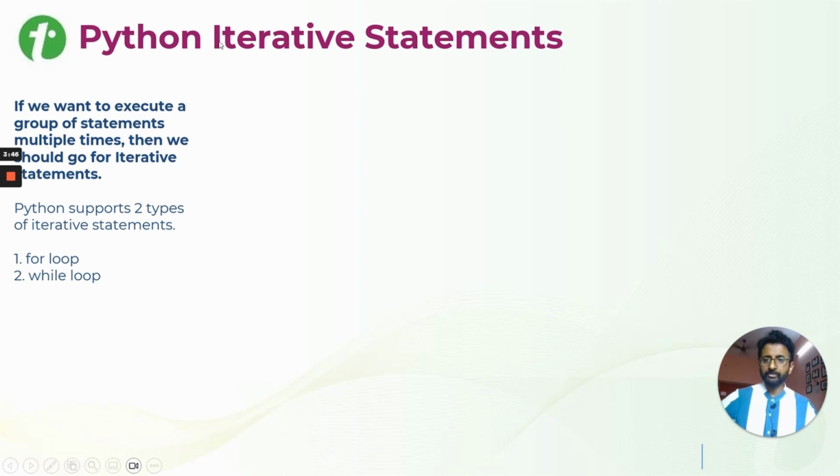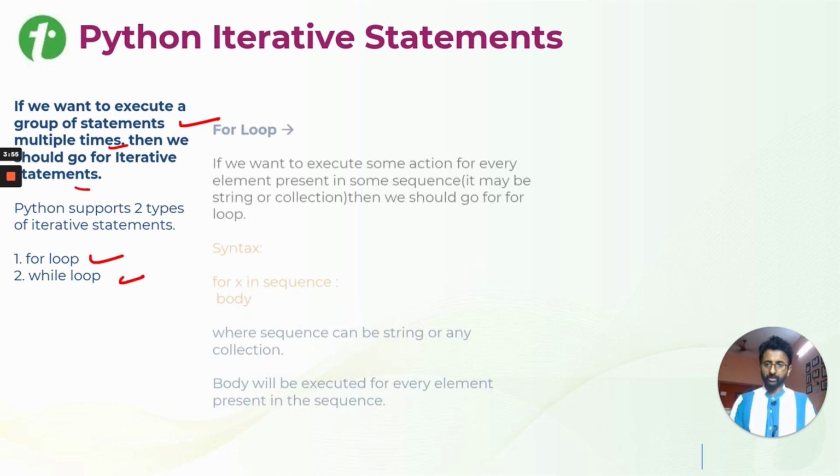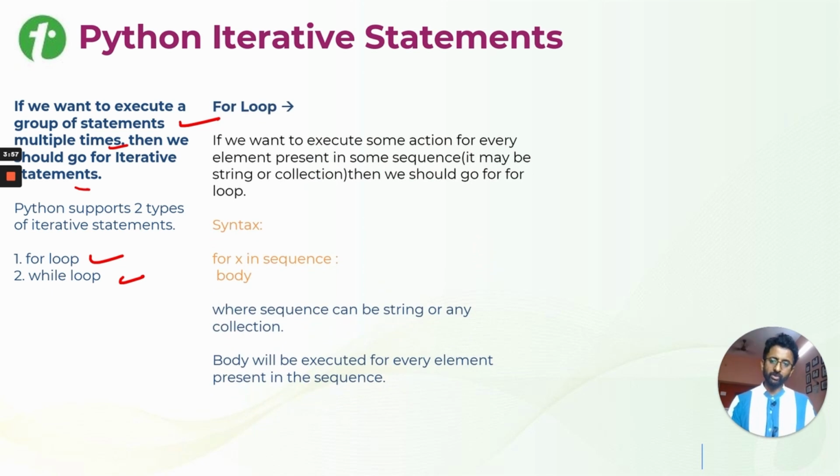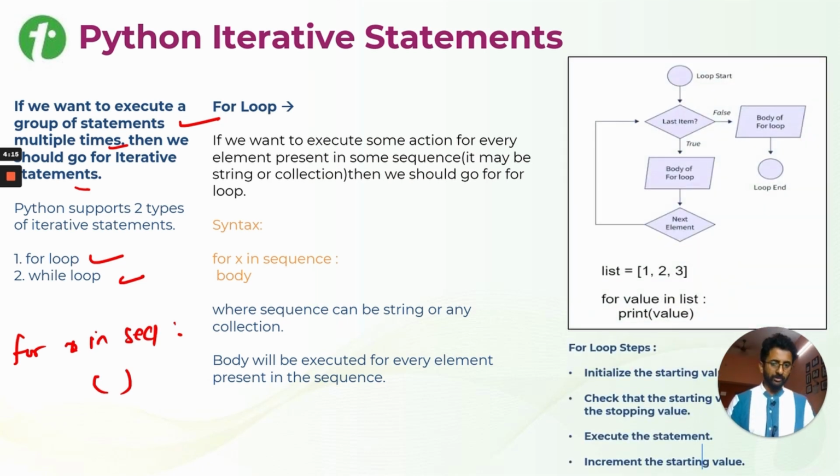Now we have iterative statements. If you want to execute a group of statements multiple times, then we should go for iterative statements. For that we have for loops and while loops. The first syntax is the for loop. It starts as for x in sequence colon and then do something, some body. If I want to execute some action for every element present in the sequence, it is useful to use a for loop. The sequence can be anything, a string or any collection.